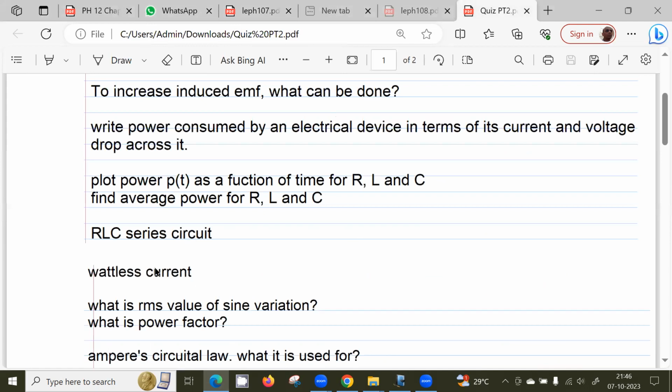So that was the RLC series circuit. And what is wattless current? Any idea? Wattless current is the current which does not produce any power. What is the unit of power? So wattless current means the current which does not have any power dissipation. The currents in a pure inductor and a pure capacitor are wattless currents, because the average power in an inductor and capacitor is 0, right?